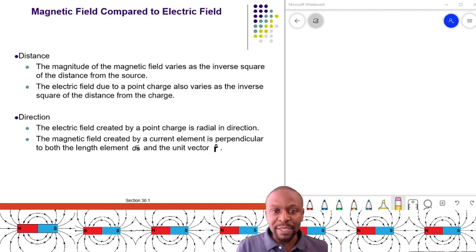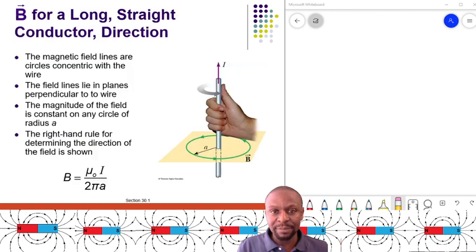However, the magnetic field created by a current element is perpendicular to both the length element ds and the unit vector r.